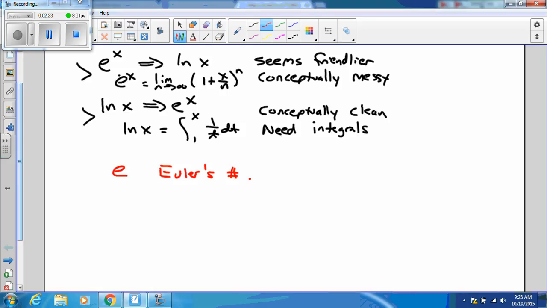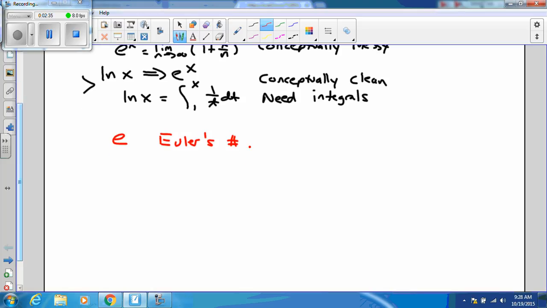E is one of the many things that is named after Euler. It is called Euler's number. And it arose from, of all things, a question of banking. If we have money, P, we're going to call that the principal. And we're going to invest that at a rate R.